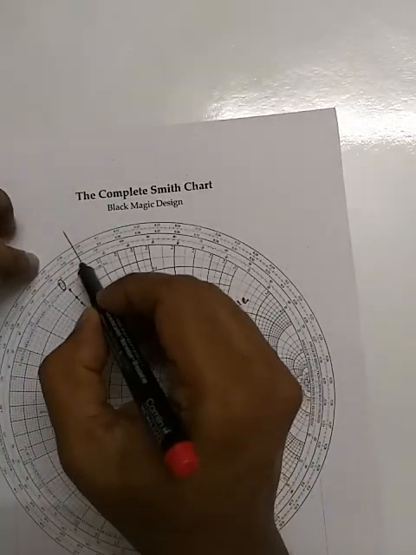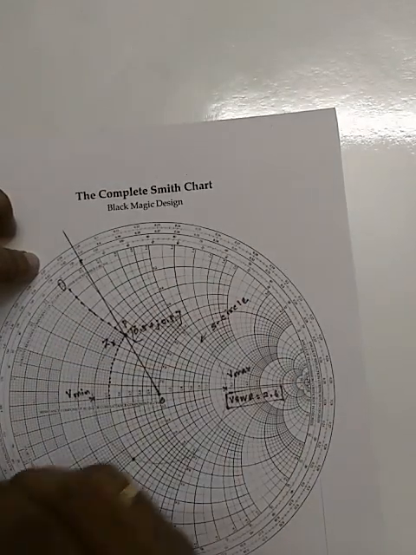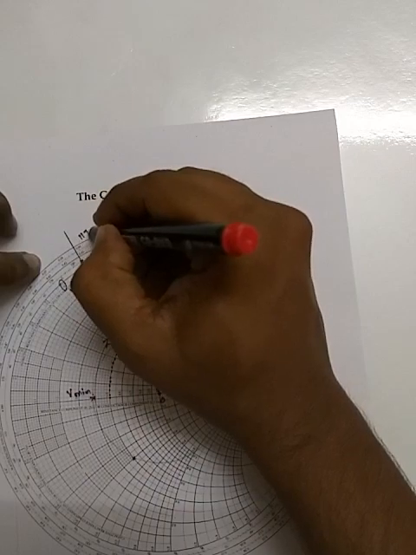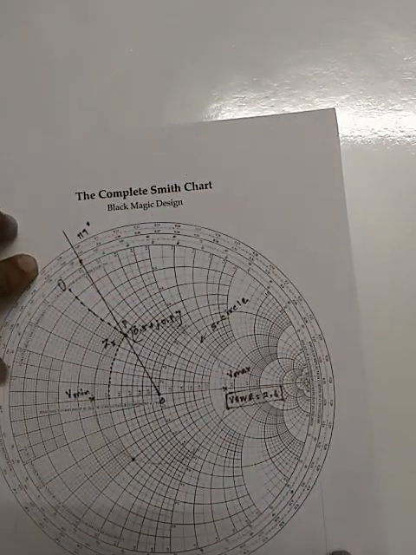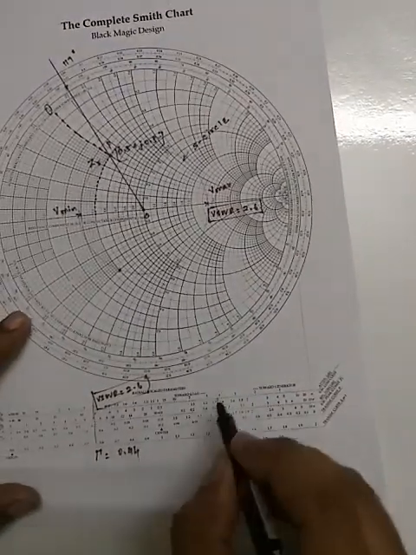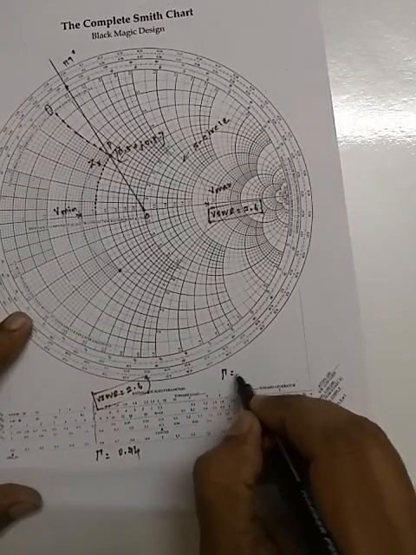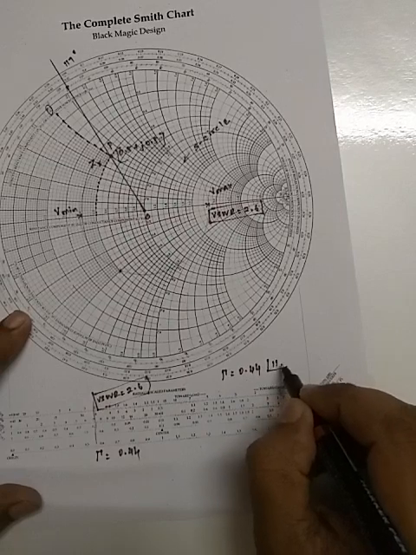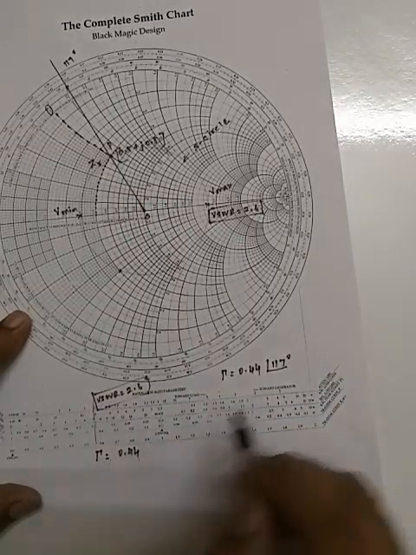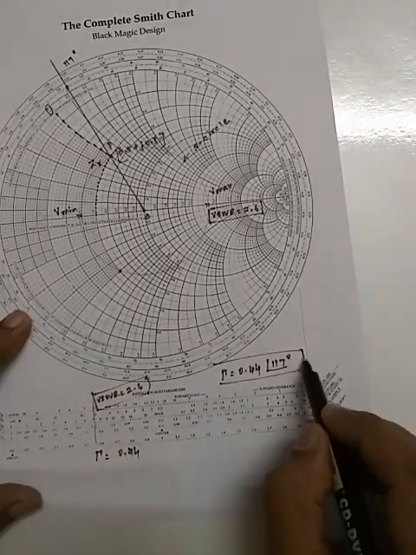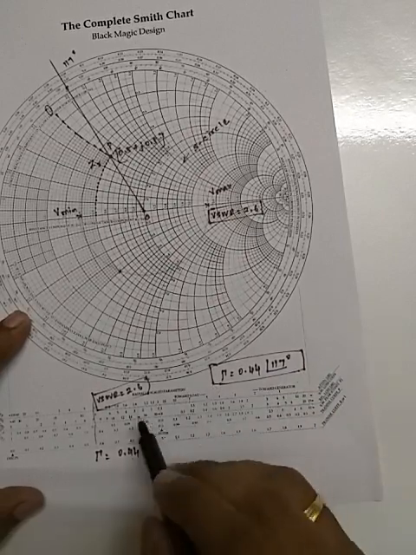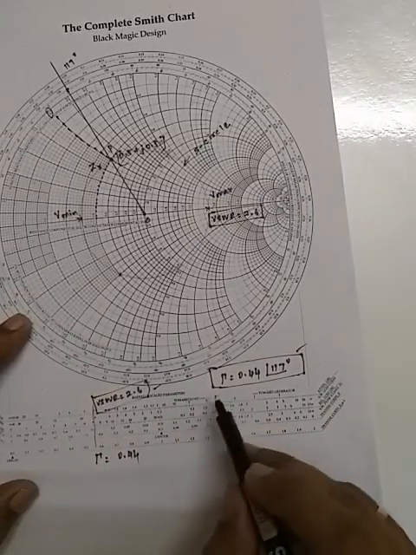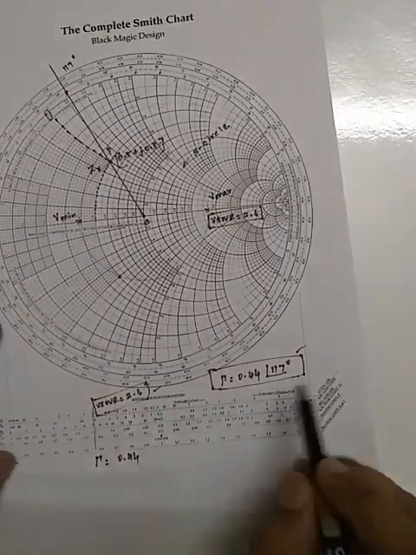So exactly at this point it is cutting the reflection coefficient angle. So it is 117 degrees. Okay, so the final value of the reflection coefficient is 0.44, which is the magnitude, and the angle is 117 degrees. So we have finished two values: one is VSWR, another one is the reflection coefficient, both magnitude and phase angle.